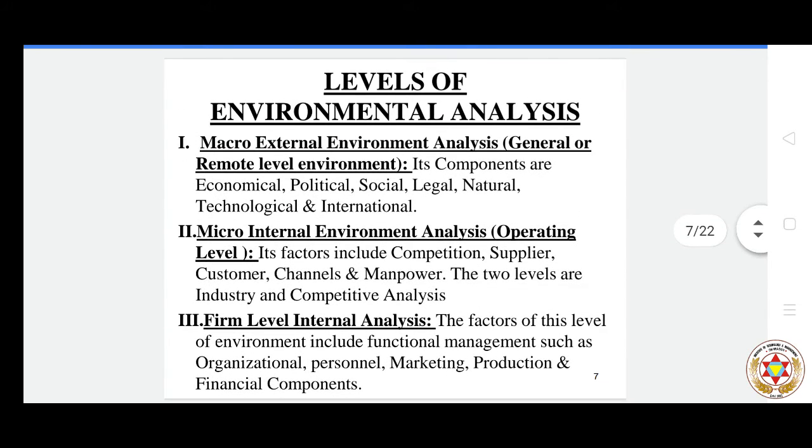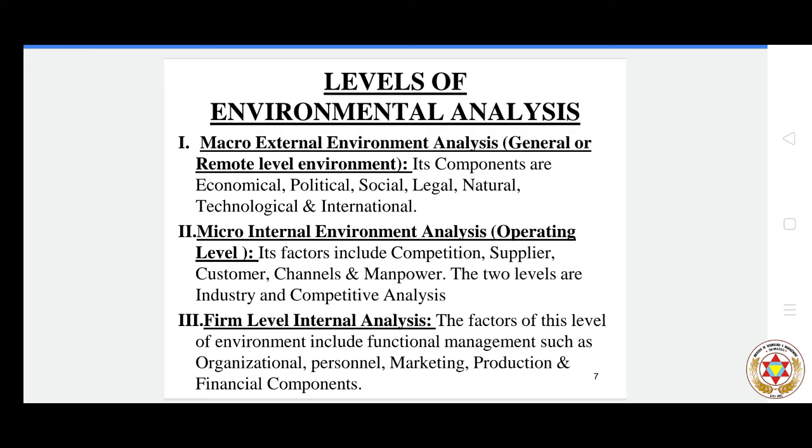Let's come to the levels of the environmental analysis. The first one is the macro or the external environmental analysis. That is, these components offer opportunities and threats for the business, and its components are economical, political, social, legal, natural, technological, and international. Whereas the micro, internal environmental analysis or the operating level includes the factors such as competition, suppliers, customers, channels, manpower, and there are two levels in this, that is the industrial analysis and the competitive analysis.